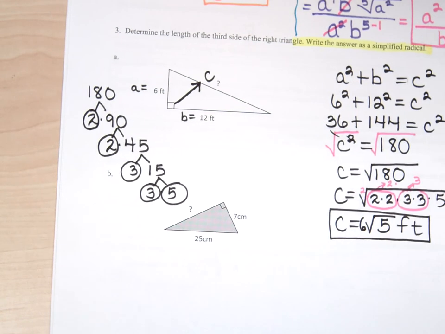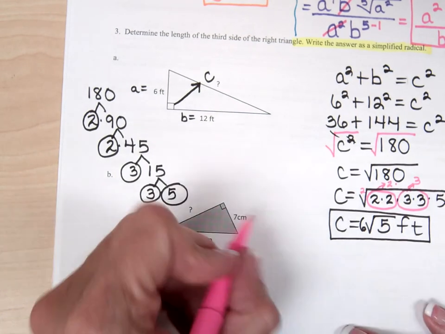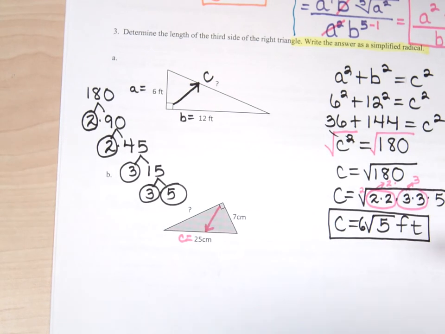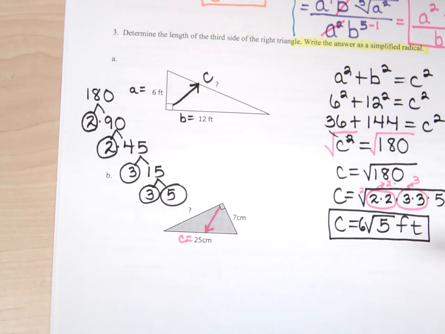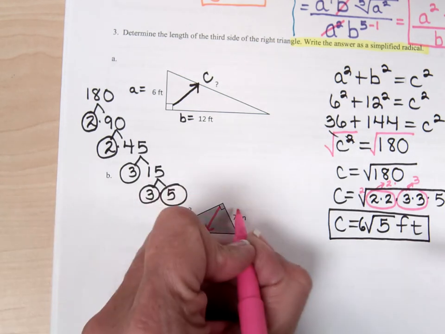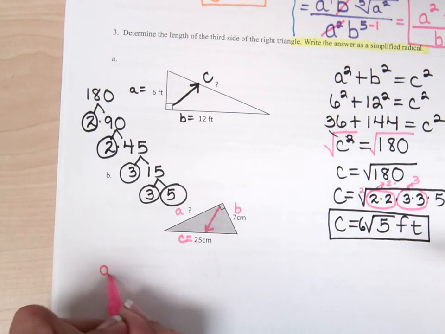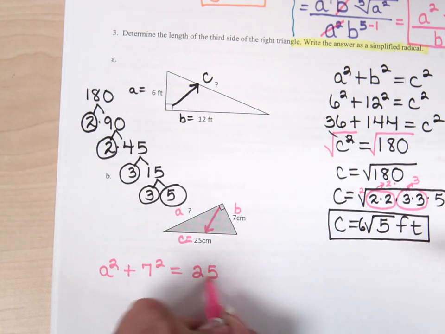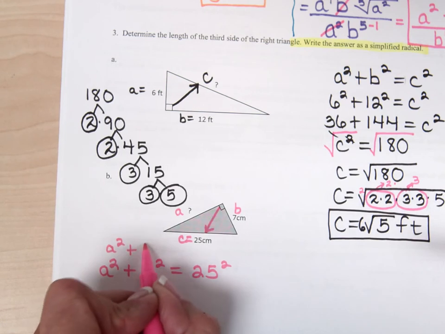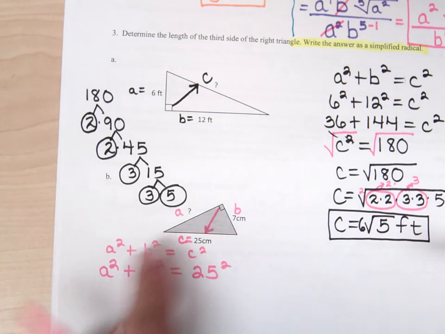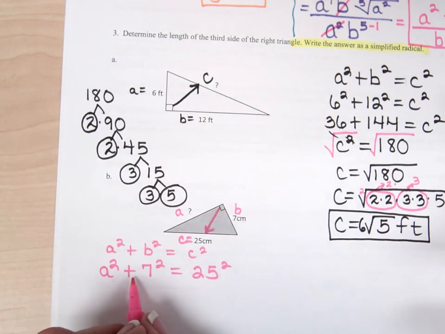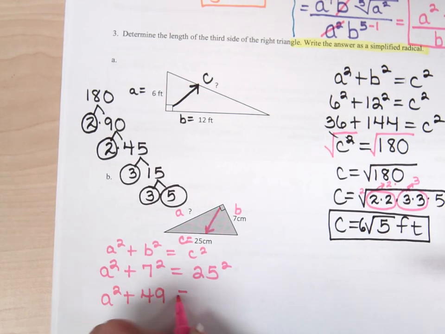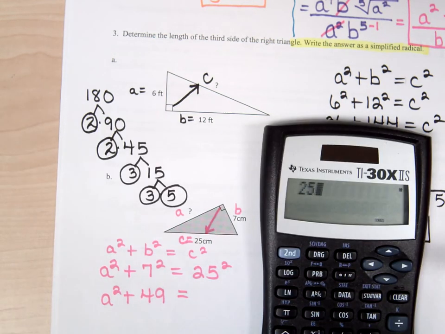Okay, so we need to find C. Draw across from the right triangle, because that's the only important one. It doesn't matter which one you call A, which one you call B, but C has to be the hypotenuse. So we'll just call this one A, this one B. So A squared plus 7 squared equals 25 squared when we plug into Pythagorean. Let's go ahead and put Pythagorean right above it. So A we don't know. A squared plus B is 7. 7 squared equals 25. So we have A squared plus 49 equals, I believe that's 625, but let's go ahead and check 625.